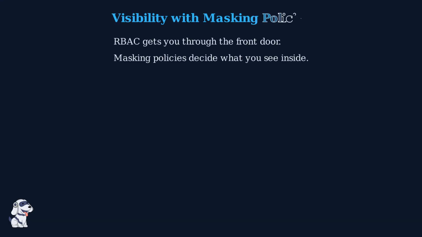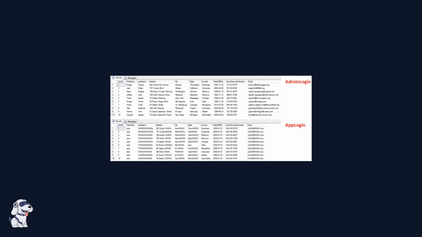Role-based access control is great for deciding who can access the database, but once they're inside, you need to control what they see. That's where masking policies come in. Consider a table containing sensitive personal information. A database admin needs the raw data, but a standard analyst only needs a redacted version.